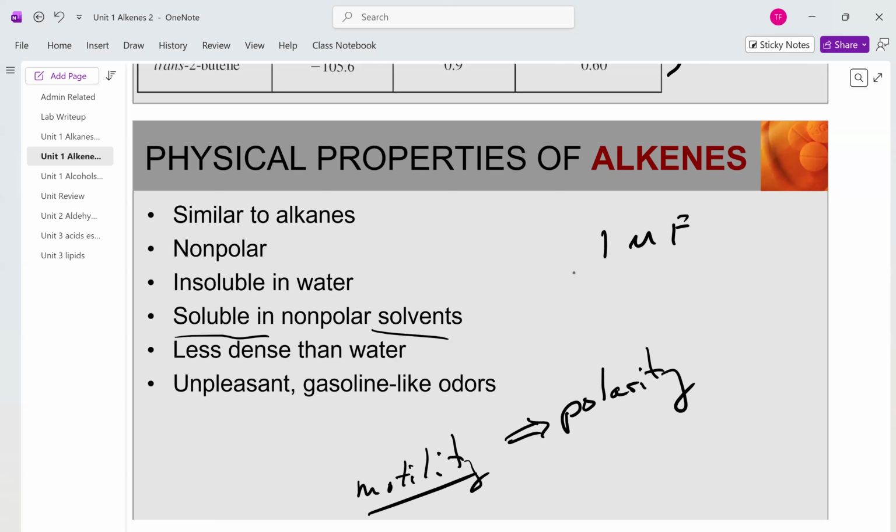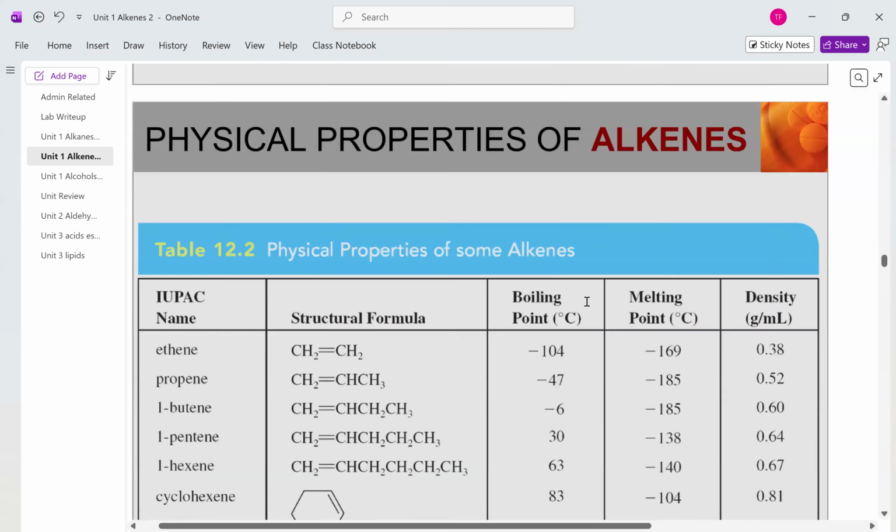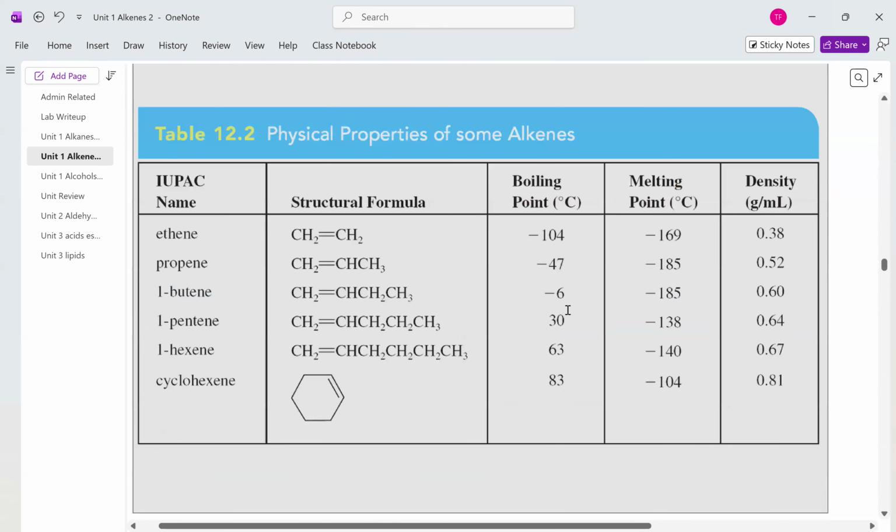Anyway, so motility and polarity are very interrelated, and that has to do with how well something will move in a certain solvent. In the case of biological systems, it's going to be water. Similar pattern as to the alkanes. The bigger the molecule, the higher the boiling point, higher melting point, and density changes, but it's non-predictable. You can't say always that the density goes up the bigger the molecule.